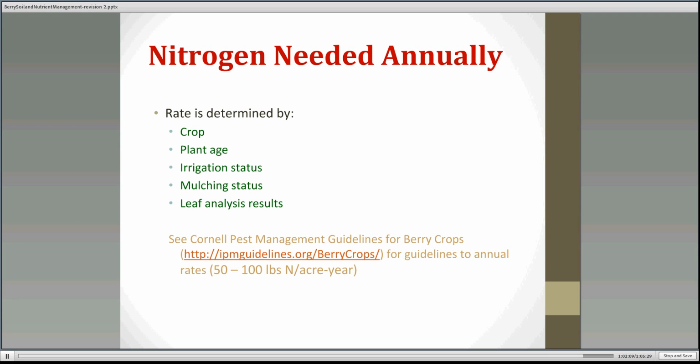And for more information on this topic, you should check the Cornell Pest Management Guidelines for berry crops to find the annual rates of nitrogen for your crop, or the NRACE production guides for more in-depth information on adjusting these to get the proper results.